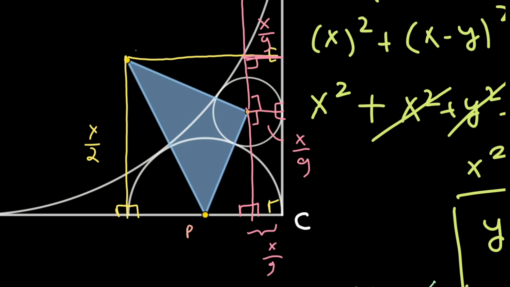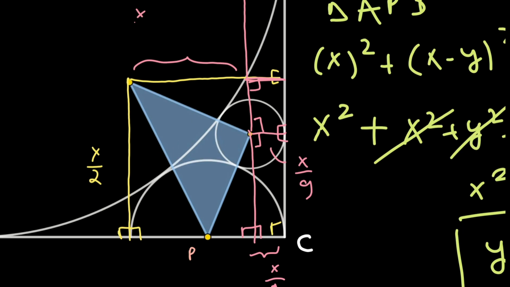Now the complete distance of this yellow line segment was x upon 2. This much distance we have got as x upon 9. Therefore the remaining distance, that is from the center to this particular point, would be equal to x upon 2 minus x upon 9, and this will be equal to, after taking the LCM, 9x minus 2x, that is 7x, divided by 9 into 2, 18. And this angle over here is 90 degrees by linear pair.